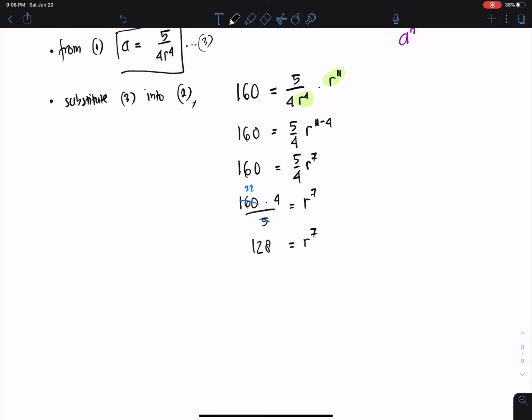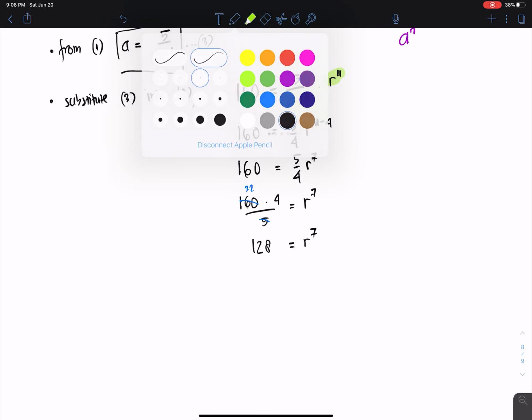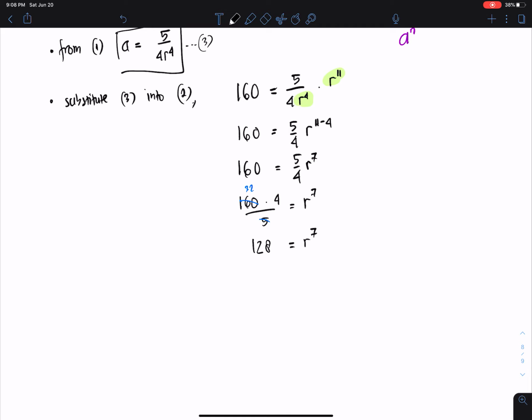So 128 itself, we need to find out what number to the power of 7 equals 128. Definitely 2 to the power of 7 is 128, equal to r to the power of 7. Now from here we know that r is equal to 2. So we get the ratio now.